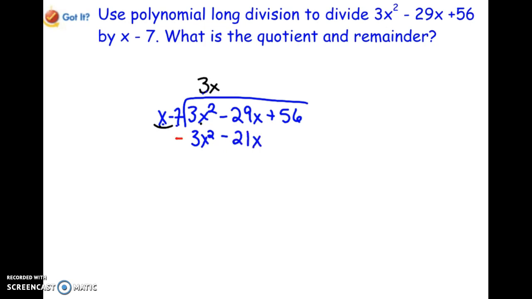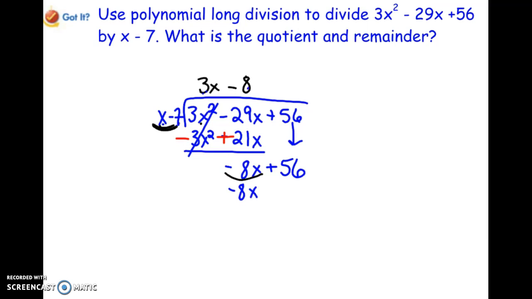Then remember, we have to change all the signs on the bottom. So I did that in red. So negative 29 plus 21 would be a negative 8x. And let's bring down this plus 56. And again, we're asking ourselves, what do we have to multiply x by to make it be negative 8x in here? The answer is negative 8. So let's distribute. Negative 8 times x is negative 8x. Negative 8 times negative 7 is positive 56.